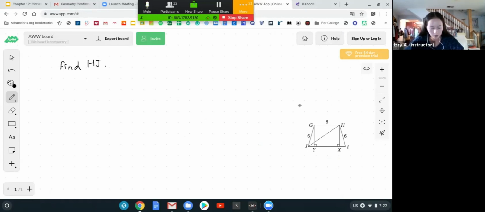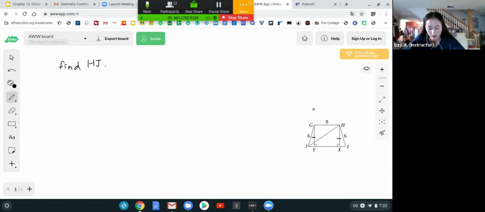So first, we want to draw the altitudes GY and HX. The problem already did that for us to build the right triangles. So this means that GY is going to be equal to HX and GJ is going to be equal to HI, as seen with the values.